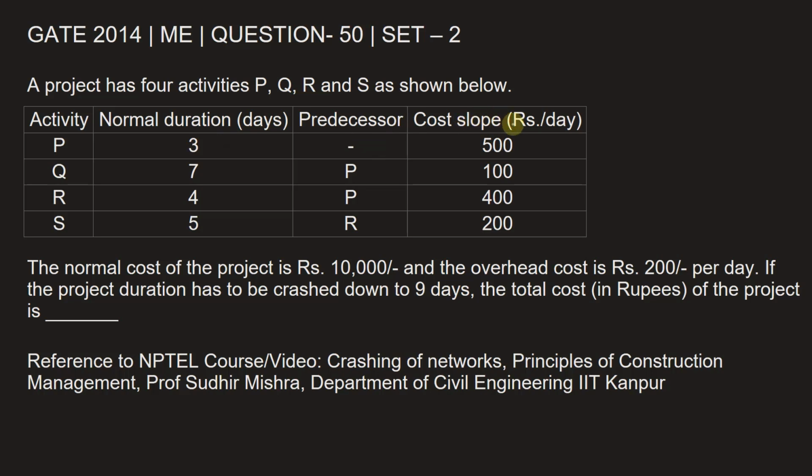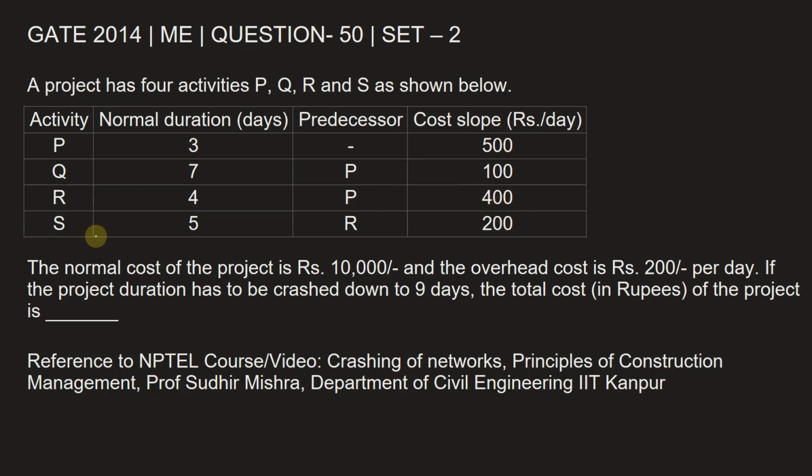Its cost slope is 500 rupees per day. For activity Q, normal duration is 7 days. Its predecessor is P and cost slope is 100 rupees per day. Activity R has a normal duration of 4 days. Predecessor is activity P and its cost slope is 400 rupees per day.